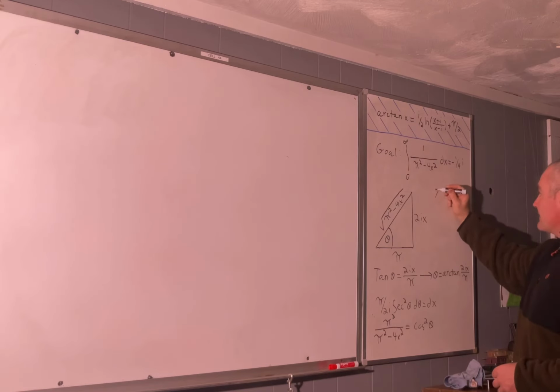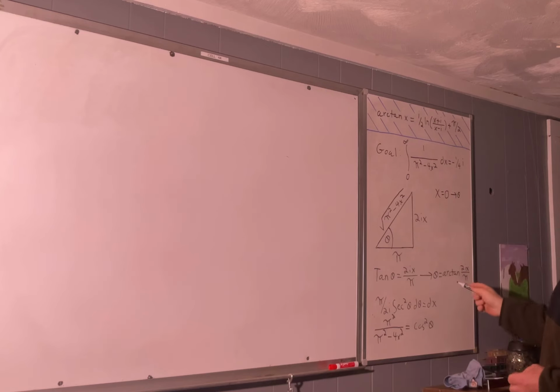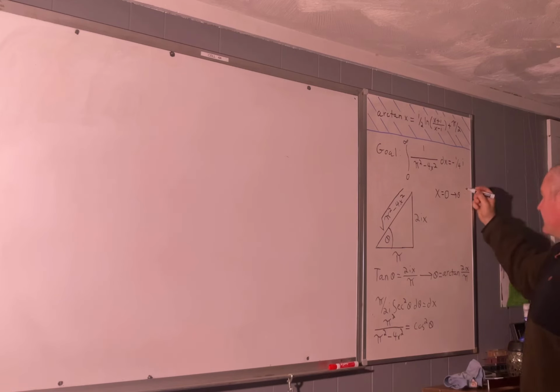So as x goes to 0, we have theta being, well, what's 0 times x? It's 0. I'm sorry, what's 0 times 2i over pi? It's 0. Arctangent 0 is 0. So theta goes to 0. But what about x going to infinity? And I should not put an equal sign. I should say like going to infinity.